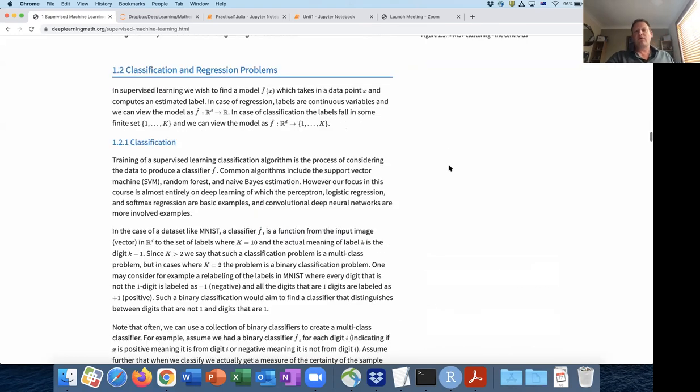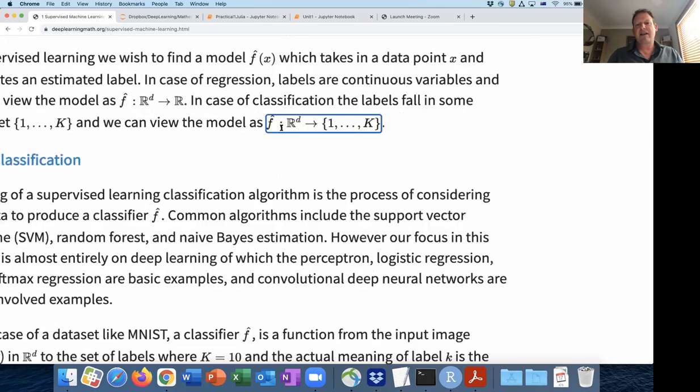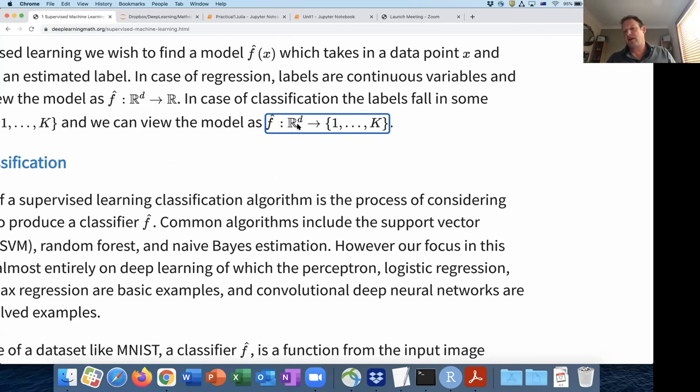Okay, so now we're at the heart of what this course is going to be about: classification and regression problems. These are the two types of problems that exist as part of supervised learning. In a classification problem, you're developing some function f hat, which takes your input image or your input feature set or your input vector and gives you a label, 1 through capital K. In our case, capital K is 10. The labels would be 1 through 10. Of course, you can renumber the digits 0 to 9 as 1 to 10. There's a finite, small set of labels. In a regression problem, you're trying to find a function that takes your input features, your input vector, your input image, and gives you a real-valued number. Those are the two basic things.